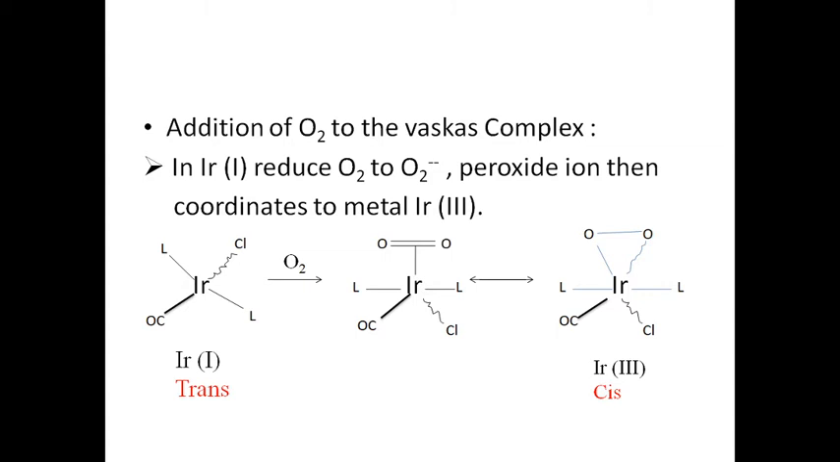See here, O2 is also a non-polar ligand. See here, iridium first reduces O2 to O2 minus, the peroxide ion, which then coordinates to the metal; iridium goes to the third oxidation state. O2 is a non-polar ligand and here iridium is in first oxidation state, and it will be reduced to O2 minus. That is the peroxide ion.